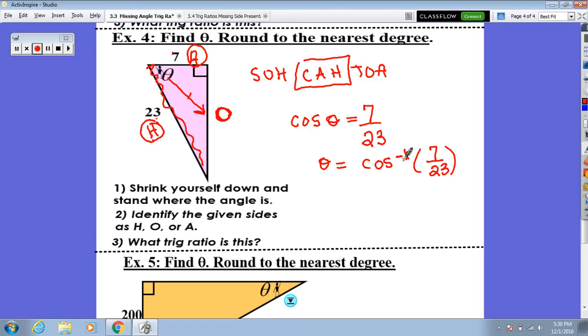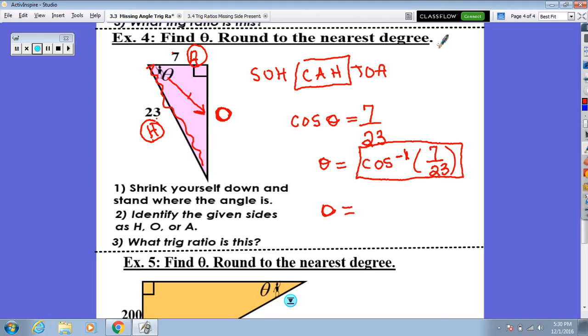So remember, to get the inverse, you have to hit second and then hit your cosine button. This is what we're typing in our calculator to get the answer, so that we can see what the measurement of the missing angle is. So cosine inverse of 7 divided by 23.